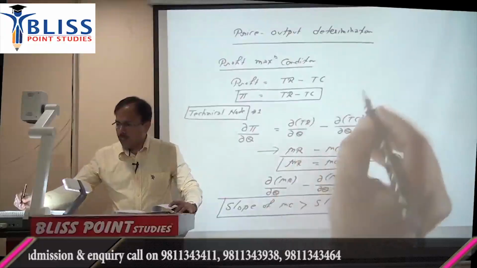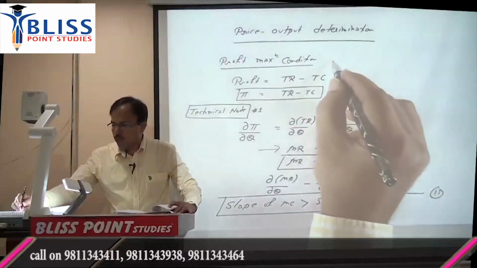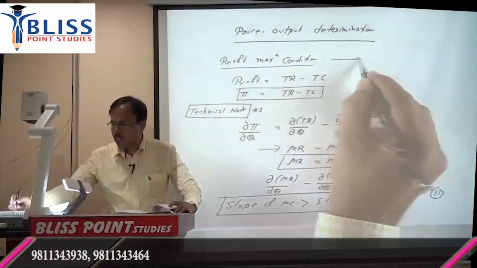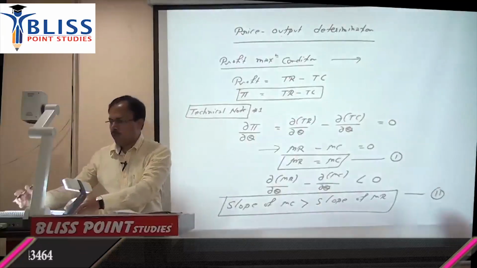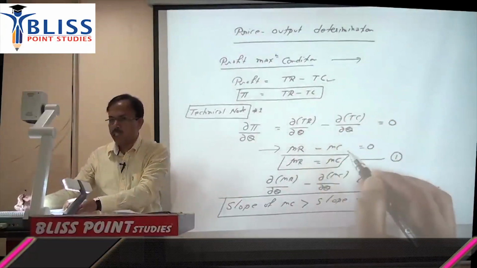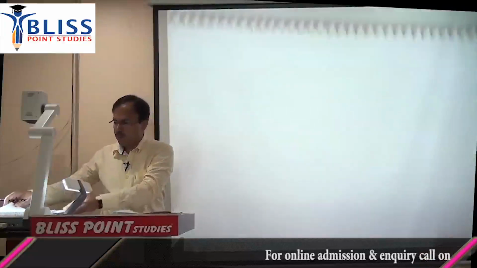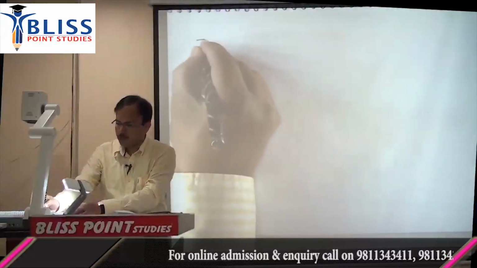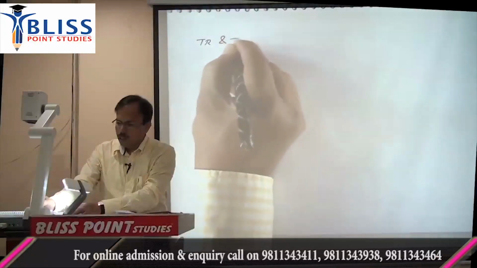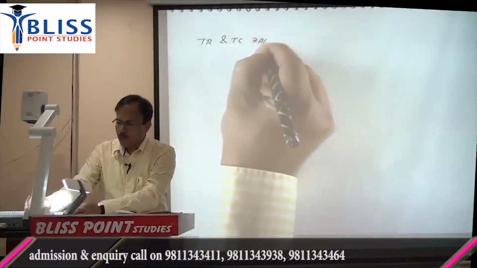ठीक है, पहला अप्रोच है टोटल रेवेन्यू टोटल कॉस्ट अप्रोच. प्रॉफिट मैक्सिमाइजिंग कंडीशन एक्सप्लेन करने के लिए you have to follow two different approaches. One is TRTC, other is MRMC. So first TR and TC approach.